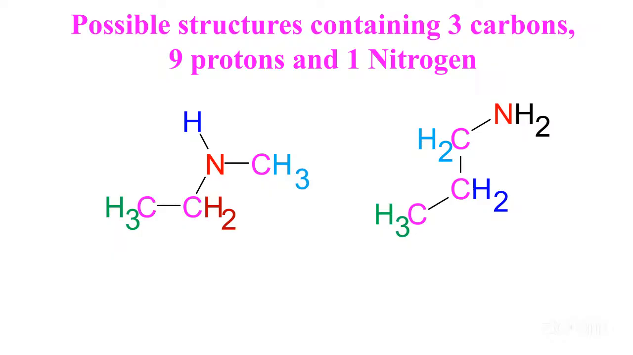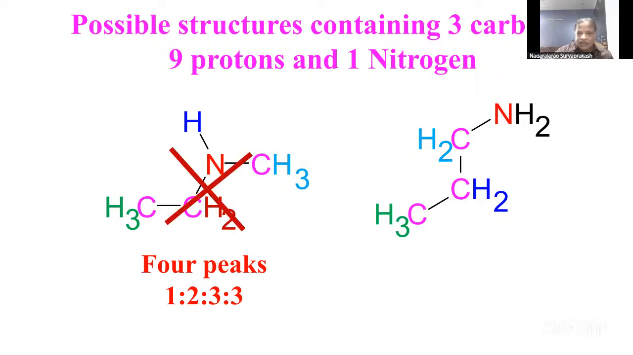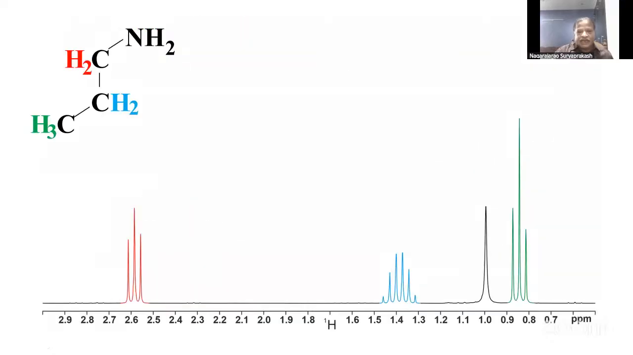Okay, sir. There is another possibility. This also is there. For example, this also gives 4 peaks. But the intensity ratio is 1, 2, 3, and 3. This is not possible because what I have got is the intensity 2, 2, 2, 3. So I would say this is my structure. Now, to confirm that, we'll look at the multiplicity pattern. I would say this is a CH2 proton with a red color, and this is a triplet.